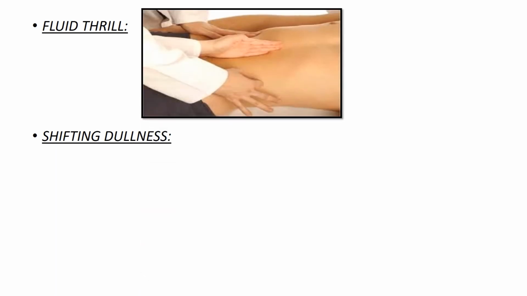In fluid thrill, ask an assistant to place a hand firmly on the center of the abdomen. Flick one side of the abdominal wall. Feel for the transmitted pulsations with the other hand, which is placed on the opposite side of the abdomen.